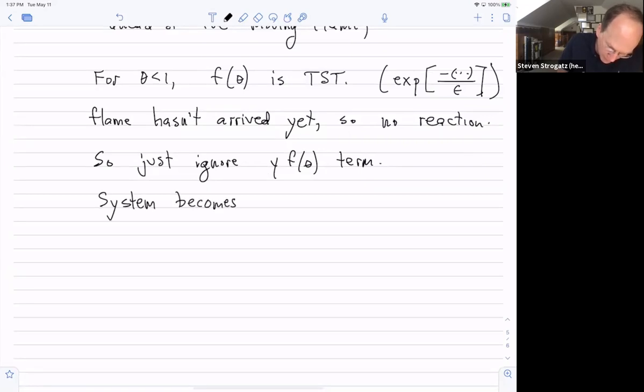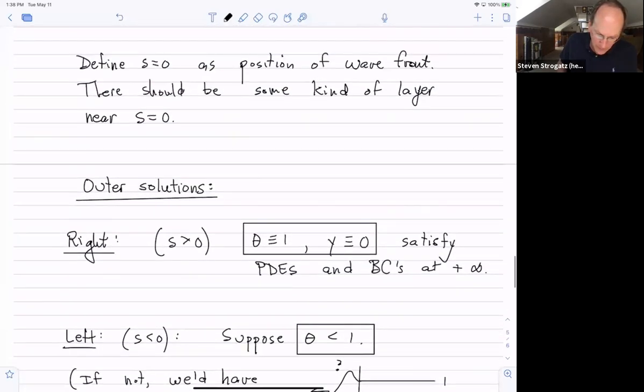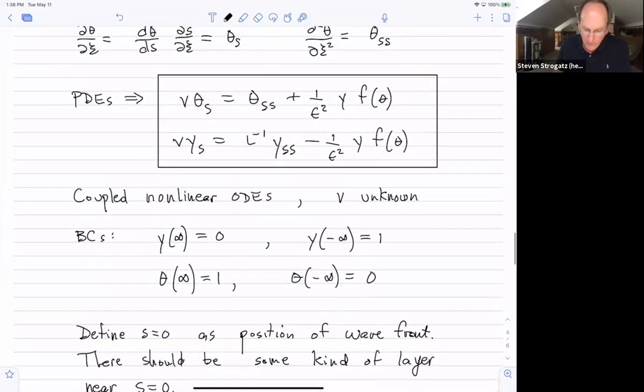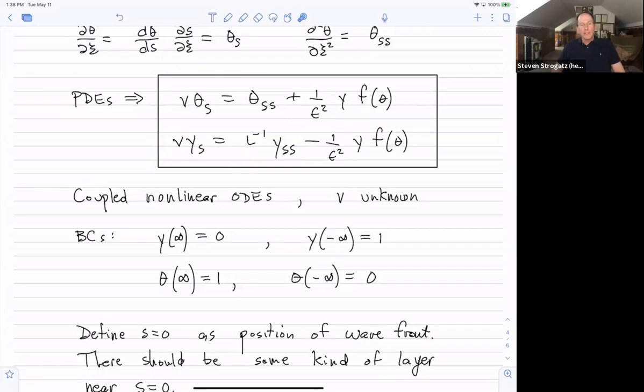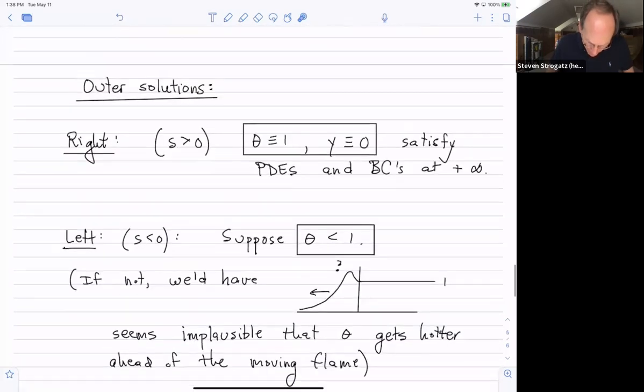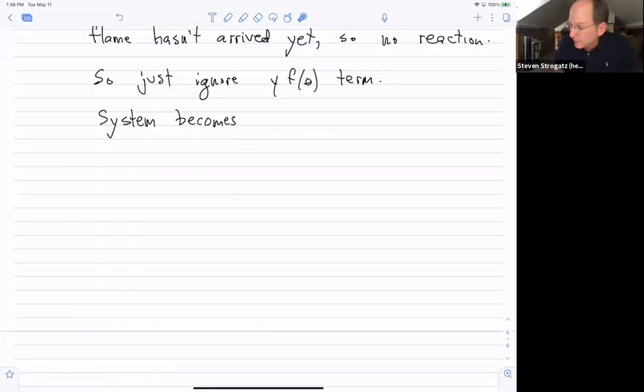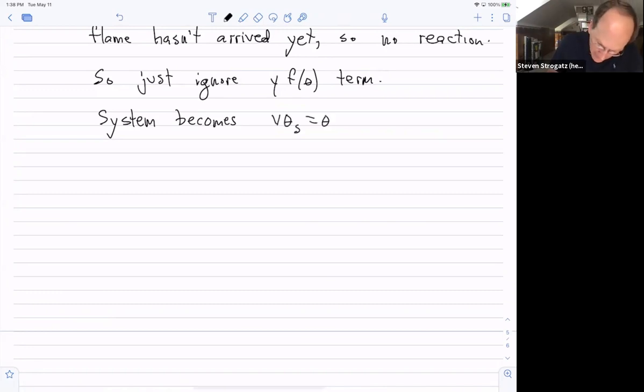the system, which are now a system of ODEs. Let's look at them again. Here they are in the box. If I'm ignoring this term, I'm just getting something that looks like pure diffusion. This V theta S is theta SS, and the same thing with diffusion of the fuel. Right, there's no burning, there's just diffusion of both temperature and fuel. So we have those little equations, which are now linear and very manageable. The system just becomes V theta S is theta SS.